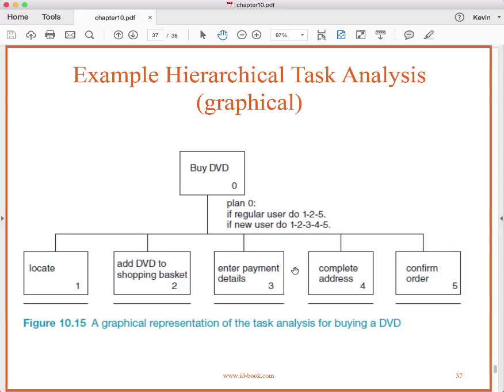And here's just the graphical version of what we saw textually on the last of the slides. So that 0 task is sort of the root node in the hierarchy, and then 1, 2, 5 are immediate children, and they each have their own node.